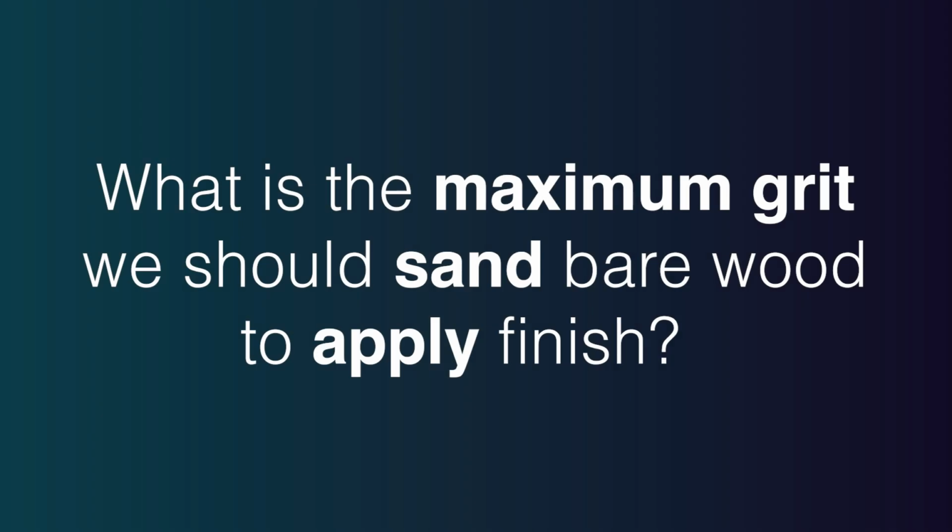What is the maximum grit we should sand bare wood to apply finish? Depending on the wood, you can go between 120 to 180. Oak, I would sand it with a lower grit. It's a higher density wood. If it was something softer like walnut, 150, 180, depending on how you wanted the stain to penetrate, because the sanding will also affect how much you open that wood to accept the stain. If you're using water-based stains, you can go up to 220. Water has a little bit better ability to penetrate. The wood has affinity for water, so it'll pull it in.